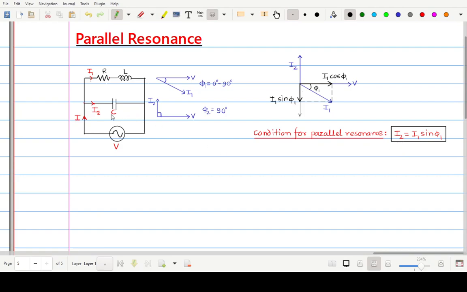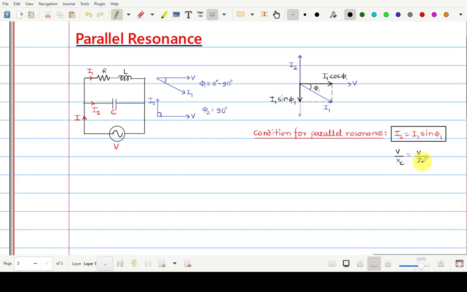Now what is I2? I2 is the current flowing through this second branch. So it can be given as V upon XC, because the second branch consists of only a capacitor. Now what is I1? The current flowing through the first branch. So the applied voltage is V, and what is the impedance of the first branch?